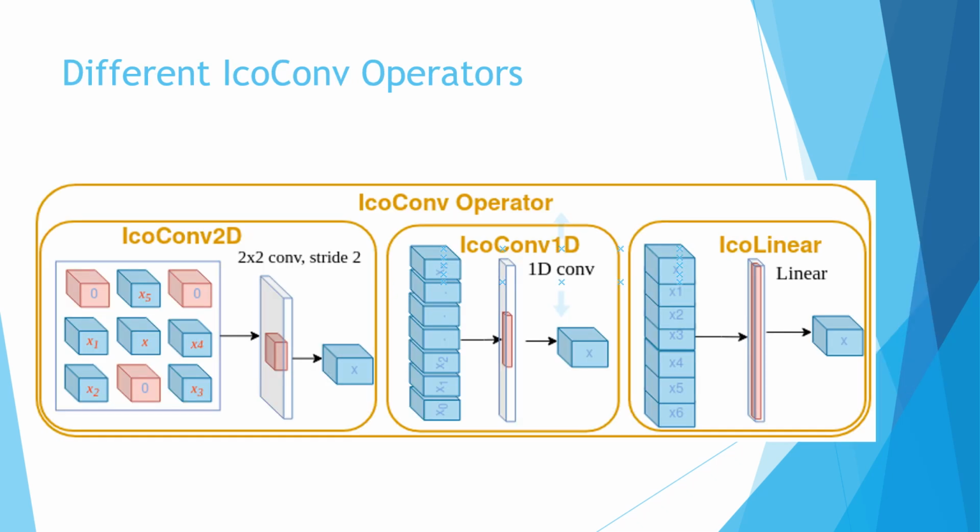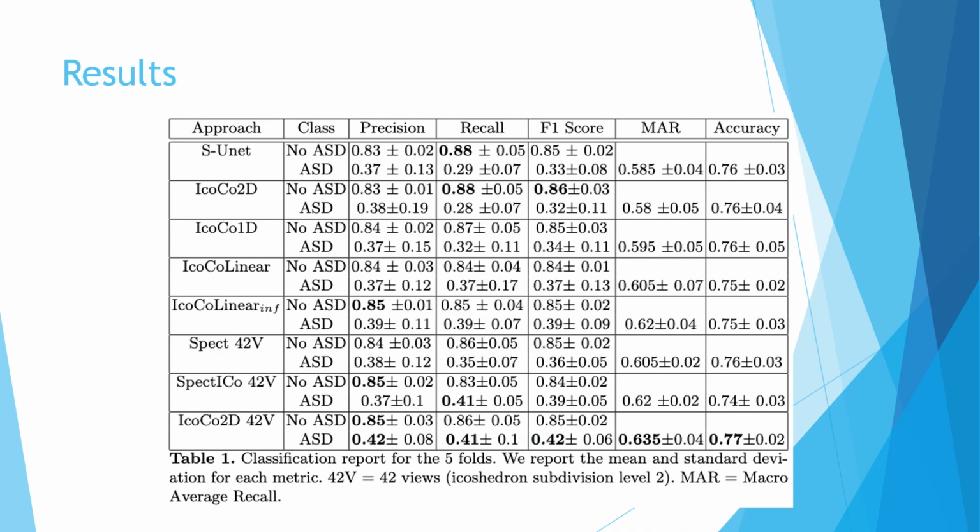These are the different IcoConv operators. Our IcoConv 2D consists of arranging the features in a 2D grid and then applying a 2D convolution. We also experiment with 1D convolution and simply a linear layer.